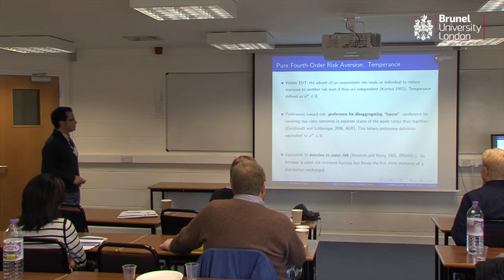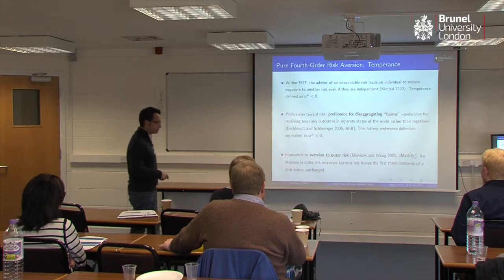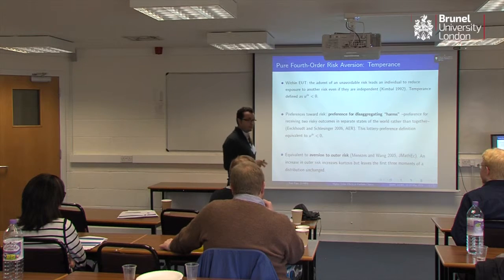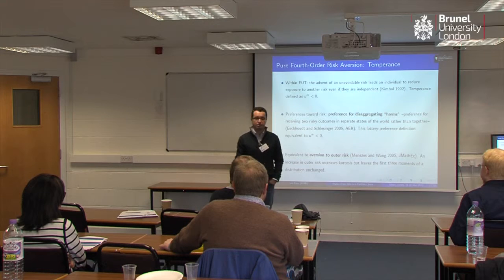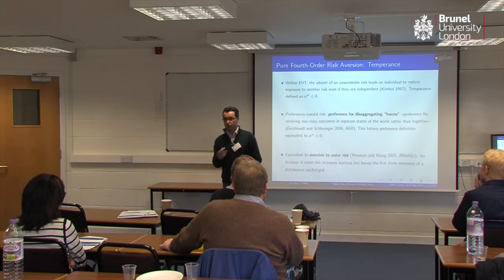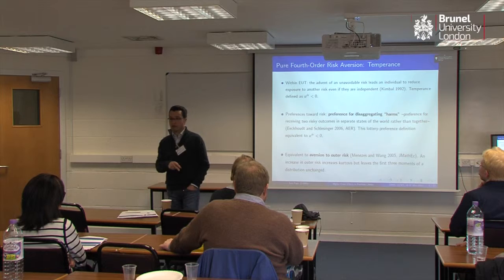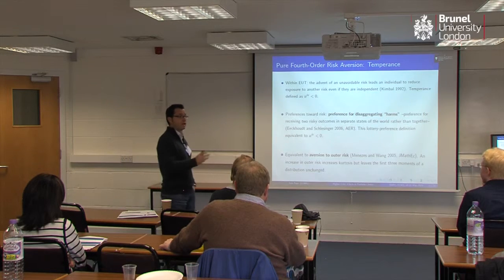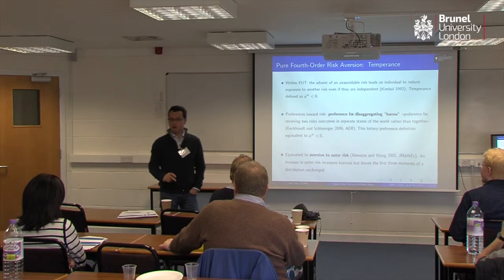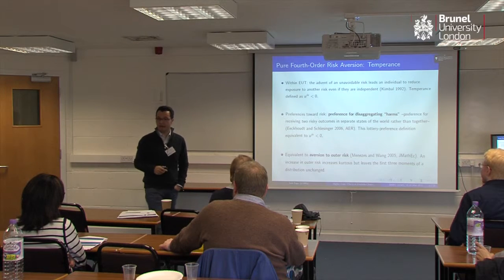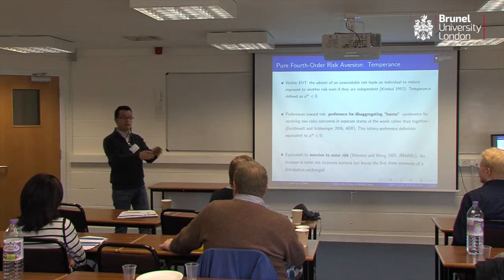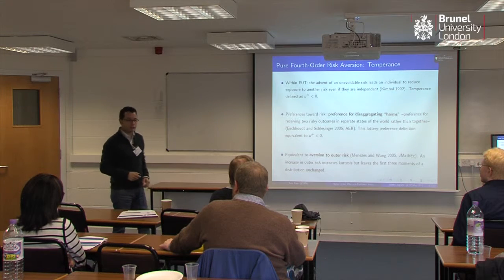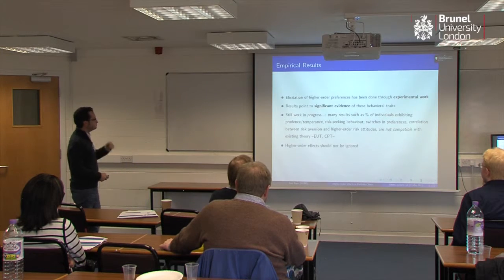An equivalent concept is the aversion to outer risk, where an increase in outer risk increases the kurtosis of the prospect, but leaves the first three moments constant. And that's the crucial characteristic. In order to talk about pure higher order risk attitudes or preferences, you have to control for the other ones. If all of them are moving around, you can't really pin down the higher order risk preference.